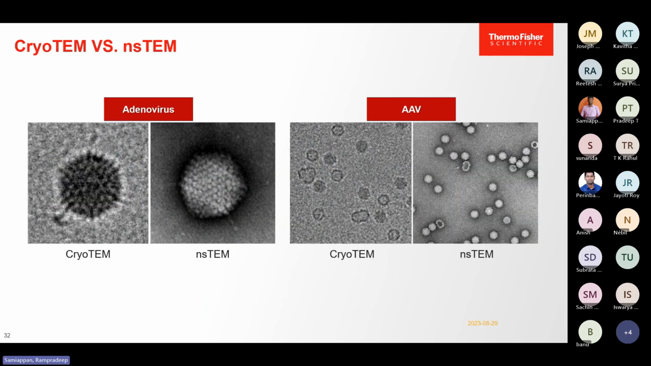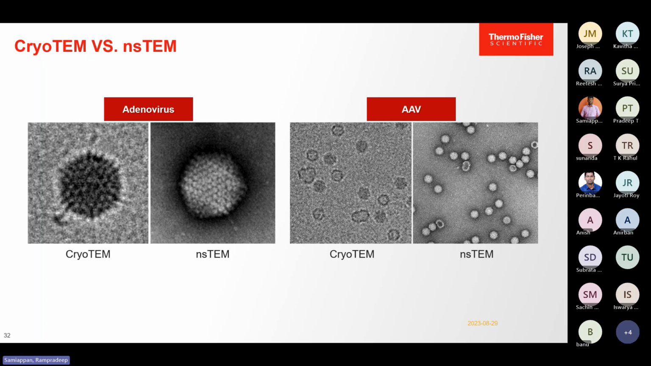I'll share a few examples of how cryo-EM particle types look like and how NSTEM looks like, how negative stain samples look like. As you can see, this is a stain. This is from the NSTEM of adenovirus, and this is from the cryo-EM. The density comes from the ice.